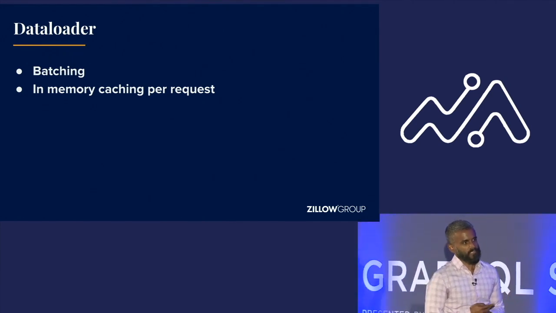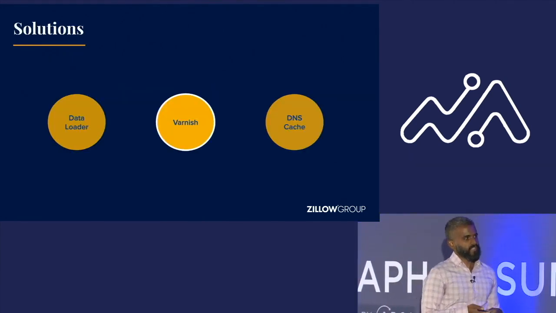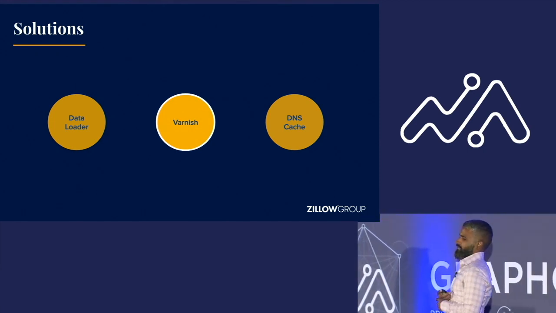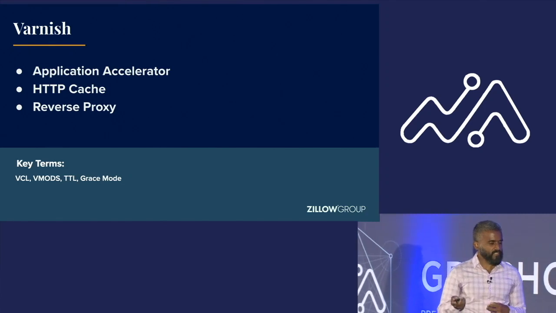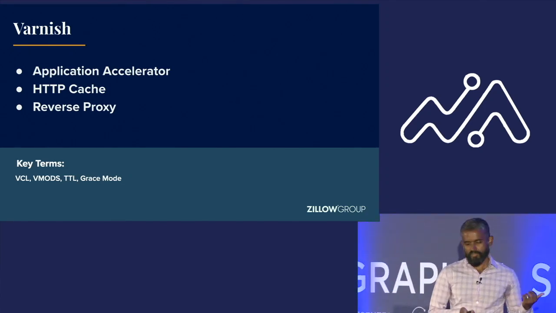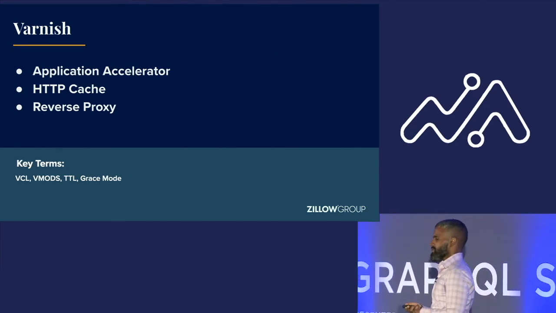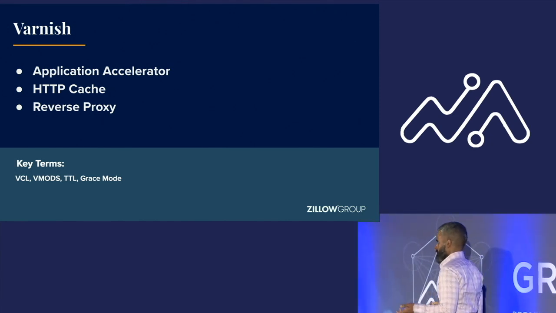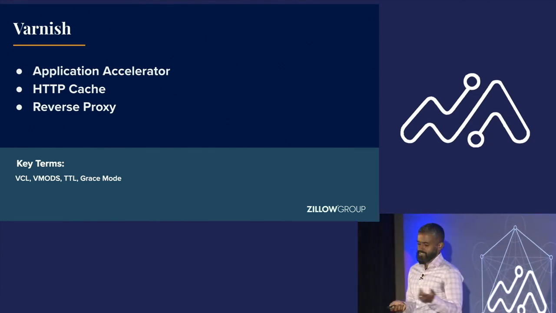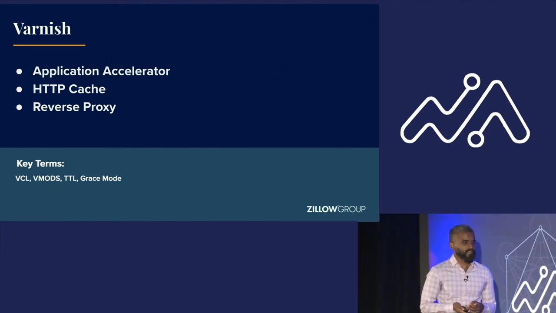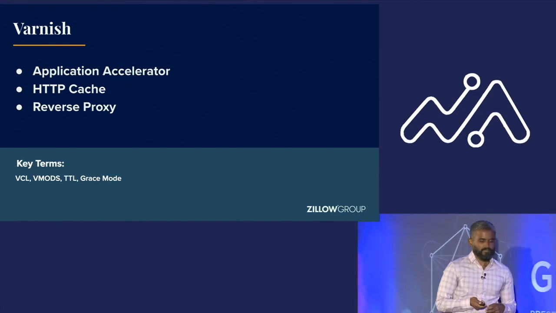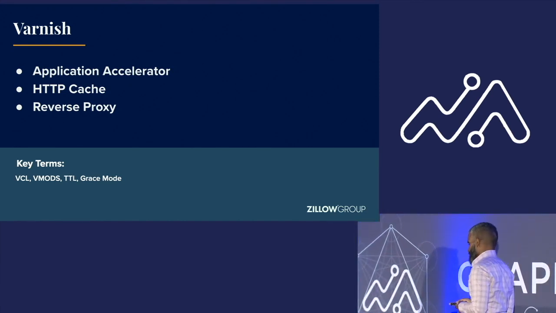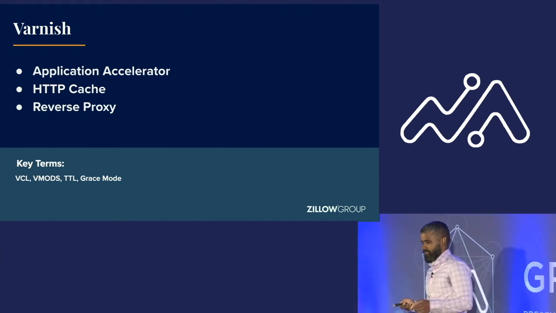And that's where we looked at how to do caching in the HTTP layer. And for that, we chose Varnish. And Varnish is an application accelerator. It's also known as a caching reverse proxy. It speaks HTTP, so you can put it in front of any HTTP server. It can speed delivery up to 1,000 times. It's been used for many, many years, maybe even a decade. And it's highly performant. It's very easy to tune.